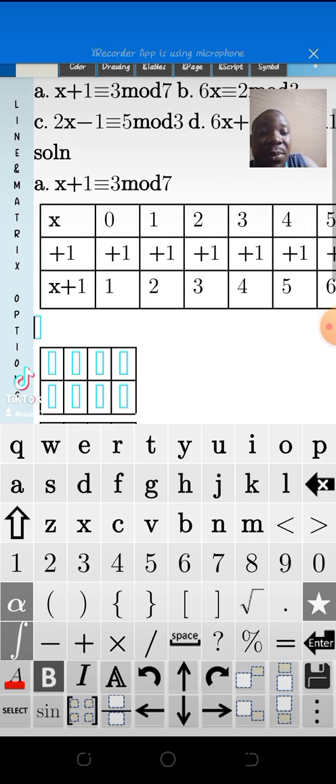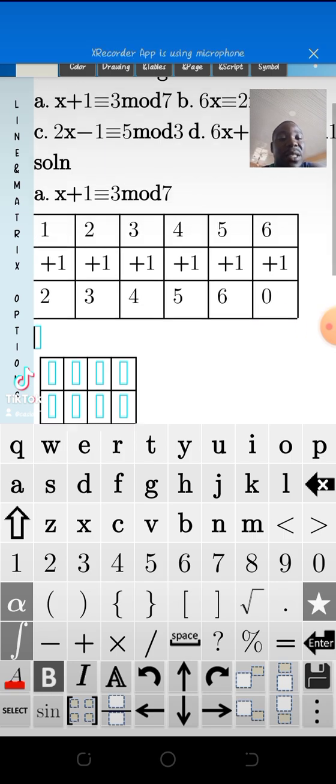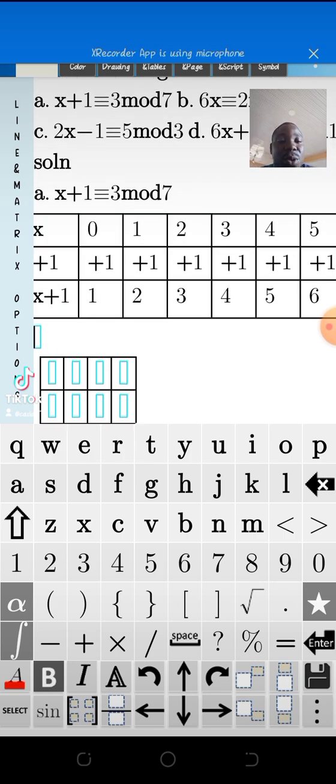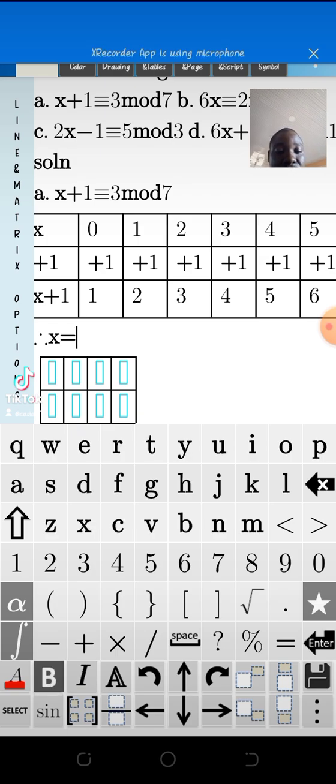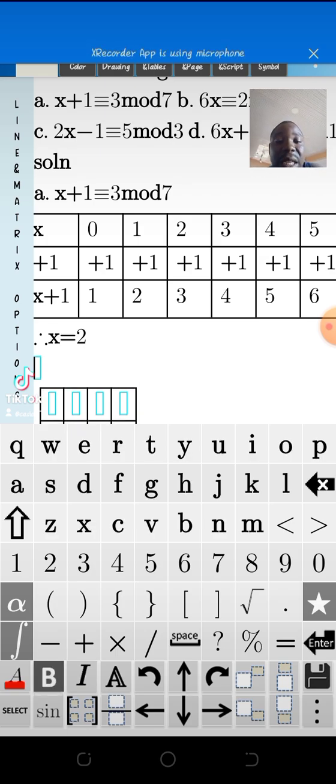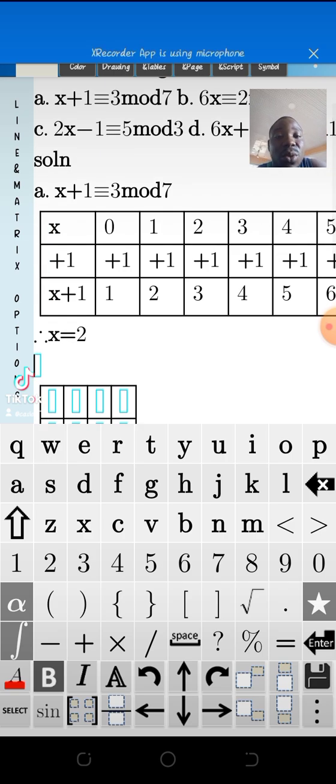Is that okay? So from here, you know, x plus 1 is equivalent to 3. So you quickly trace now from your table where x plus 1 is equal to 3. So we only have x plus 1 equals 3 at one point, from the row. And that corresponds to 2. You can now say, therefore, x equals 2. Okay, that's basically how to solve linear equations in modular arithmetic.